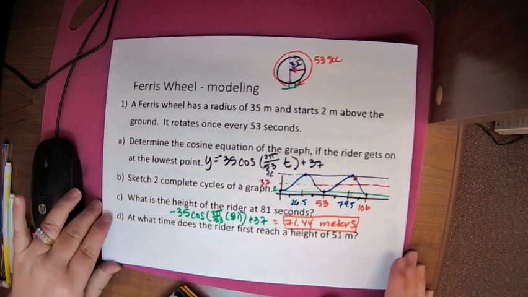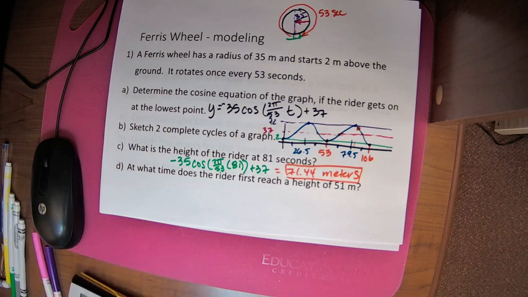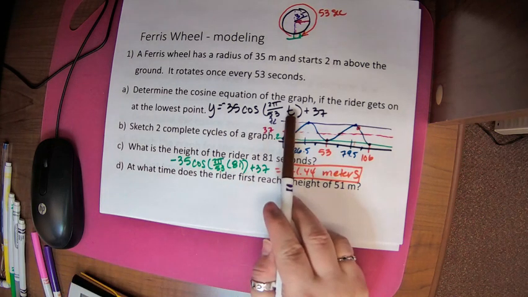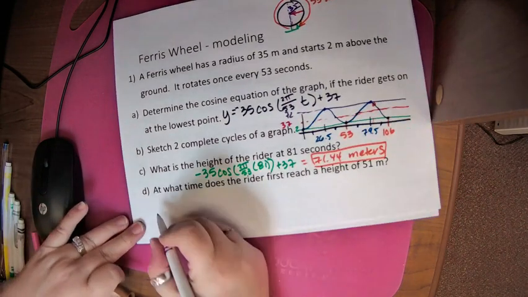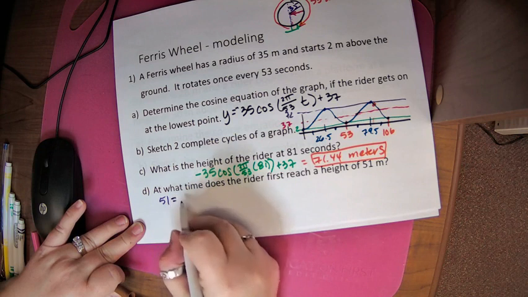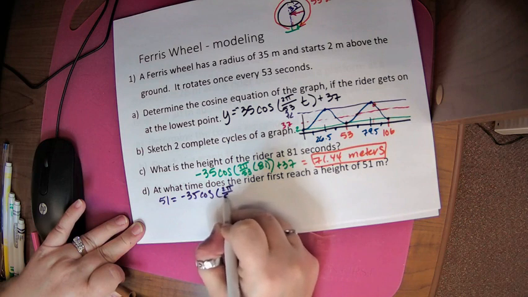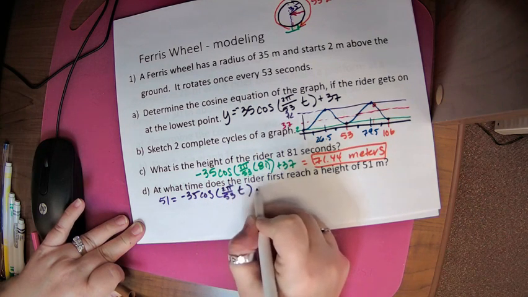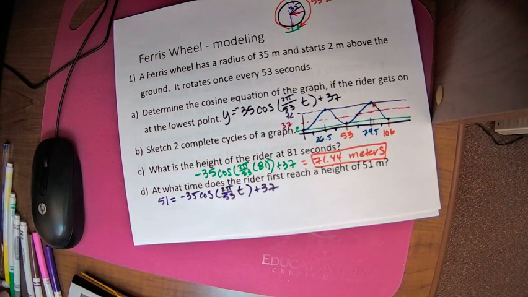So here's the really exciting question, D. At what time does the rider first reach a height of 51 meters? Wait a minute. That's not a T kind of a position. That's a height. That's the H position right here. Oh, goodness. So we're going to put right here 51 into our Y. And we've got all of this to work from. The problem is we have to solve for T. And T, you can see, is in the middle of absolutely everybody. So we have a lot of work to do.